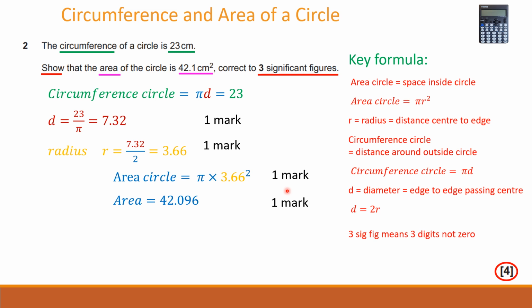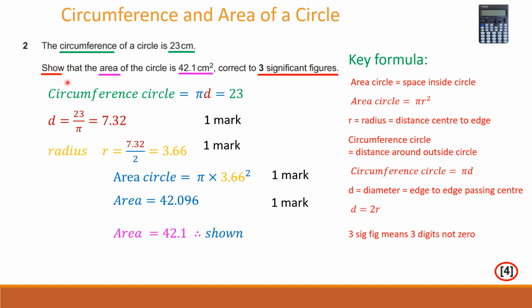You type it in, you get an answer of 42.096. Now remember, we've got to round this to 3 significant figures. So I've got 42.096. I'm looking at the numbers 1, 2, 3 digits. So I look at the fourth digit, which is the 9. Now the 9 is bigger than 5, so I look to this next number and I have to move it up by 1, which is why it rounds to 42.1 centimetres squared, therefore shown.